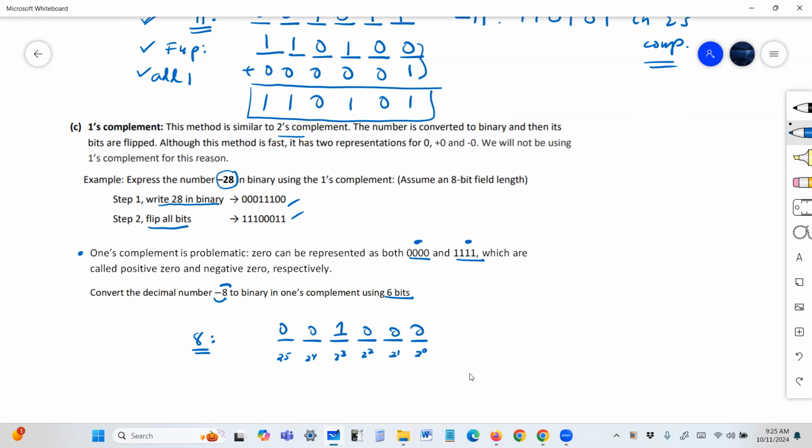And then the second step is just flip all the bits. So I'm just going to flip. 1, 2, 3, 4, 5, and 6. The zeros become ones, the 1 becomes a zero, and the zeros become ones. So the negative 8 in 1's complement would be 1, 1, 0, 1, 1, 1 in 1's complement. Okay, so these are the 3 methods for signed numbers: sign magnitude, 2's complement, and 1's complement.